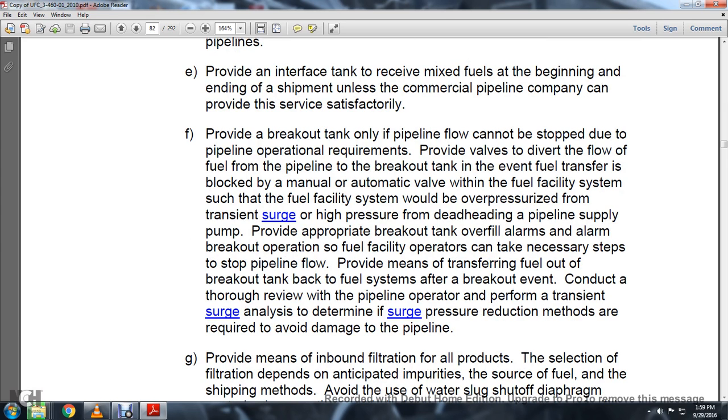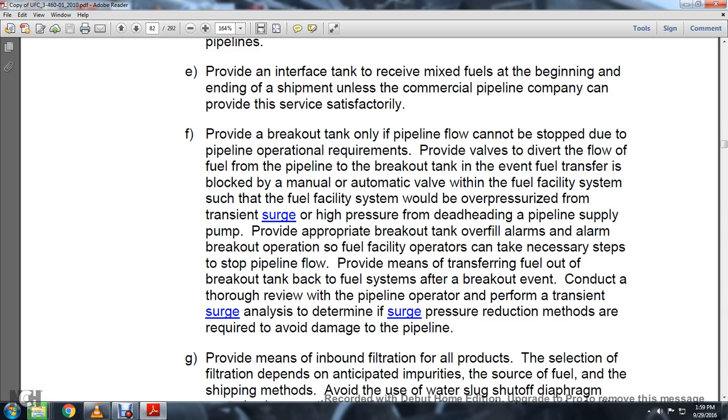Provide a breakout tank with a pipeline flow that cannot be stopped due to the pipeline operation requirements. Provide a valve to divert the flow of the fuel from the pipeline to the breakout tank in the event of the fuel transfer being blocked by the manual or automatic valve in the fuel facility system, such as when the fuel facility system would be overpressurized by transit surge or high pressure from the dead-end heading on a pipeline supply with a pump.